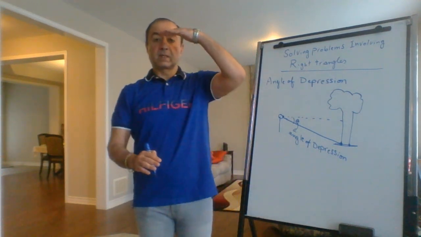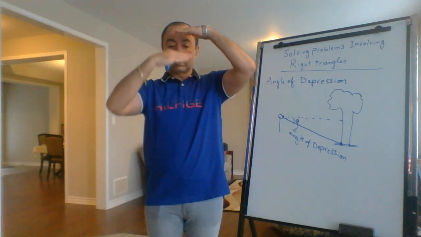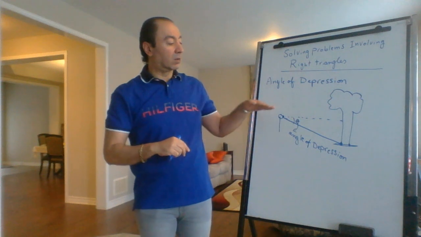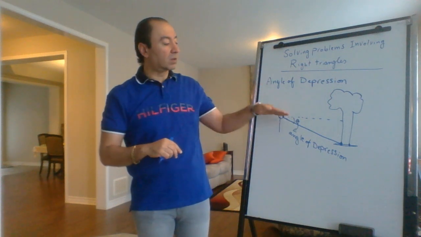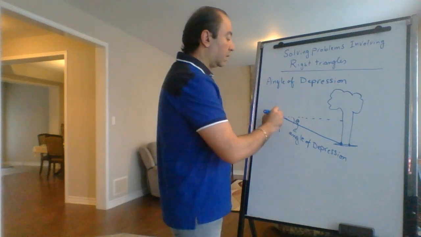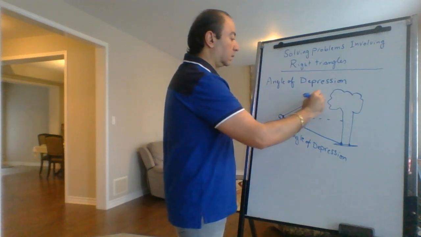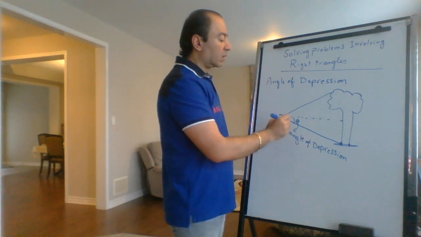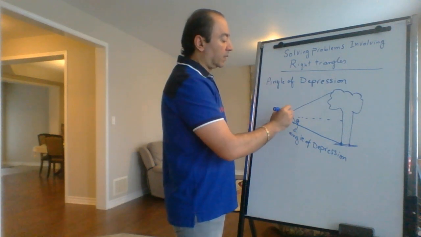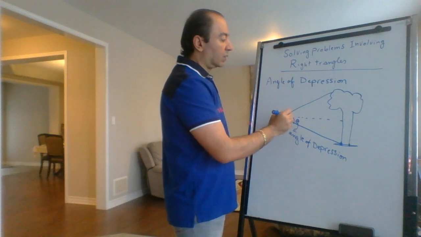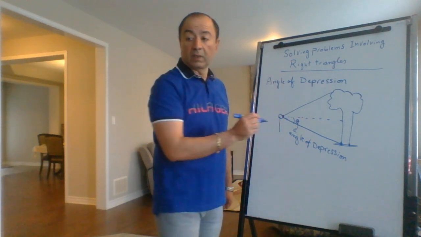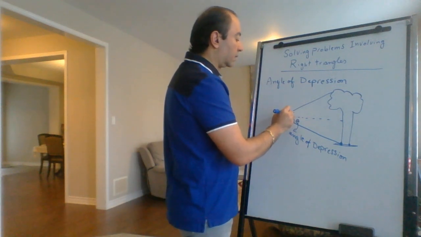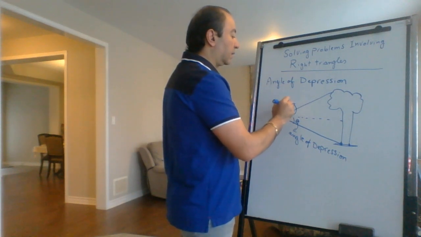So this is my eyes, this is the horizontal. If I'm looking down, the angle that my eyes make with the horizontal is called the angle of depression. If you look up, this is the angle of elevation. So this theta here will be the angle of elevation.